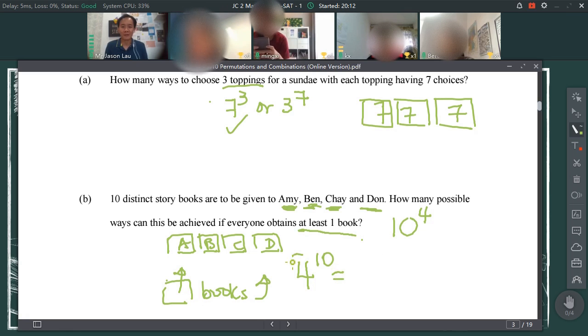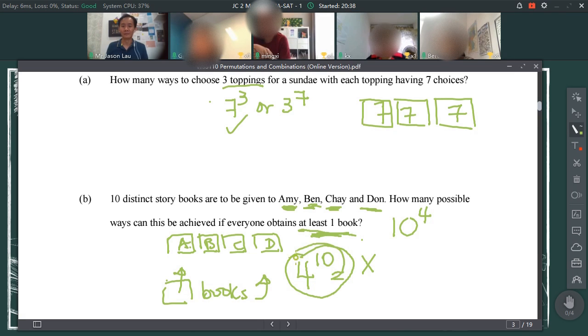This number is very familiar to us, because every book can be given to 4 people. You get what I mean? 4 to the power 10. So every book has 4 people to give to, but this will not work for this question because they want at least one book, right? Because some people will not receive any book if you do this method. It could be a situation where one person receives all the books, but the other 3 people get no book. So the answer is 10 to the power of 4?